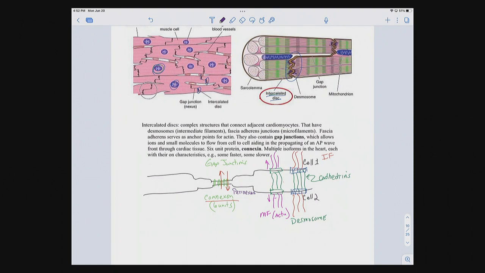And of course, the nexus is going to be the gap junction area. So this is a very important area. I'm going to talk about that in a moment.